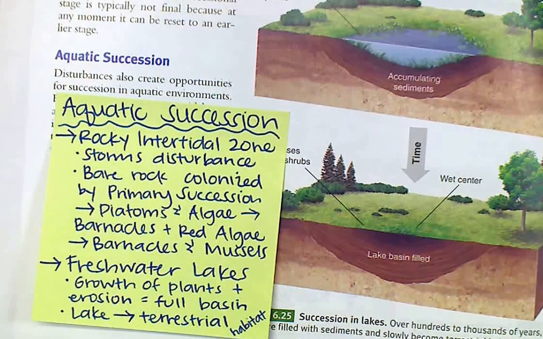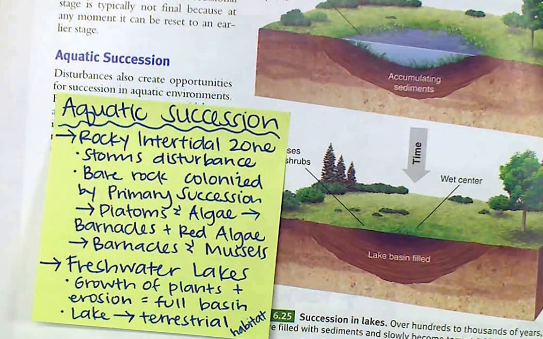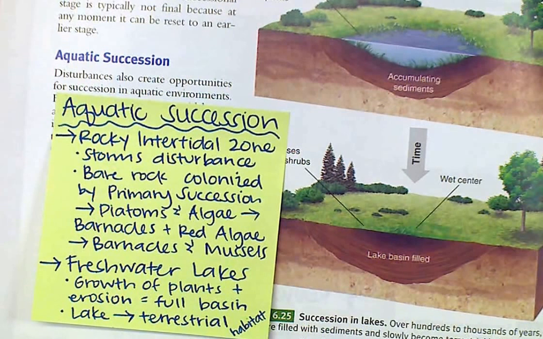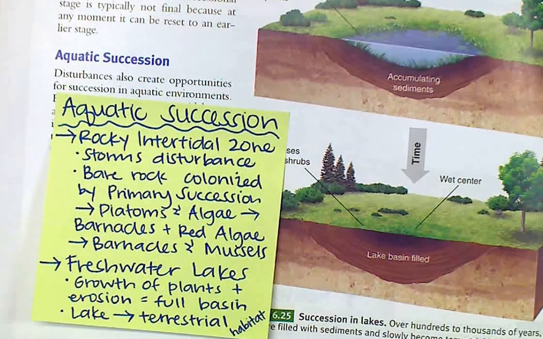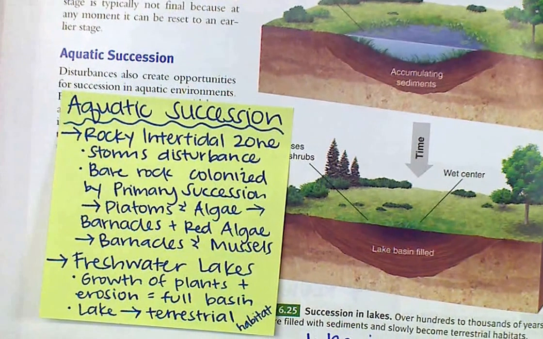Then the other example, in the picture here, is succession in freshwater lakes. What happens is that as plants start to grow around the lakes and erosion erodes down the sides, and things are dying and pooping, they're going to accumulate sediments and fill in the basin and turn the lake into a terrestrial habitat. So if we want to look at this from start to finish.